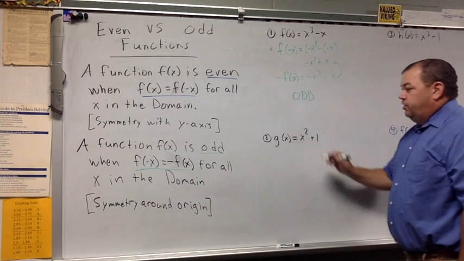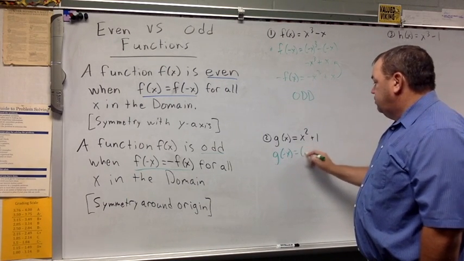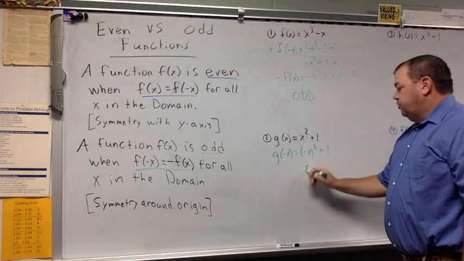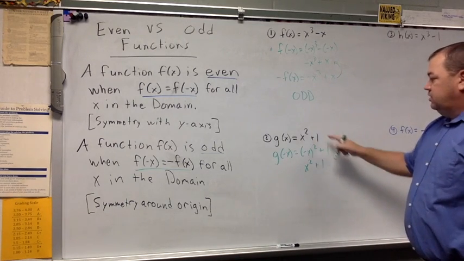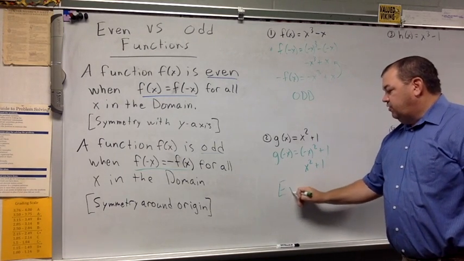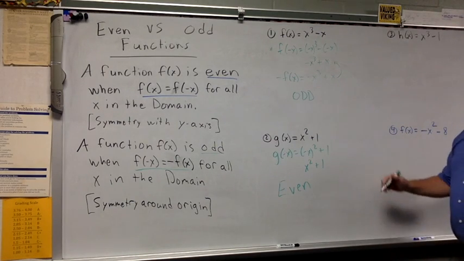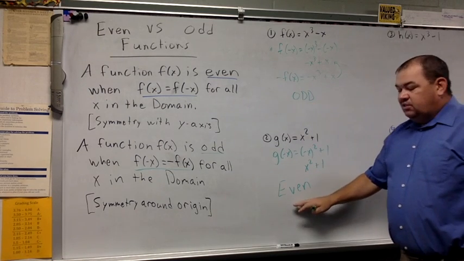Going on to number 2 here, original function, plug in a negative x. So I have a negative x squared plus 1. 2 negatives are going to cancel out, and I get x squared plus 1. These are already the same, so this is an even function. It cannot be both. It has to be one or the other. So if it's odd, it's odd. If it's even, it's even.